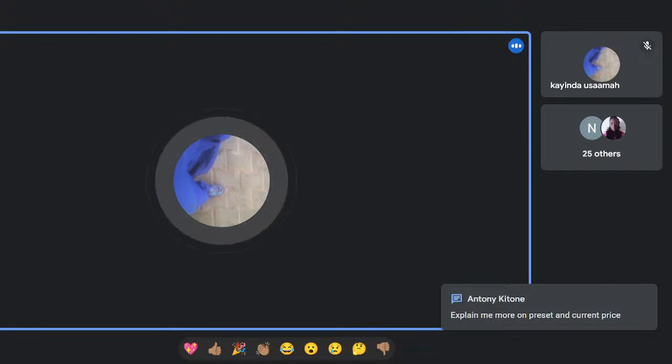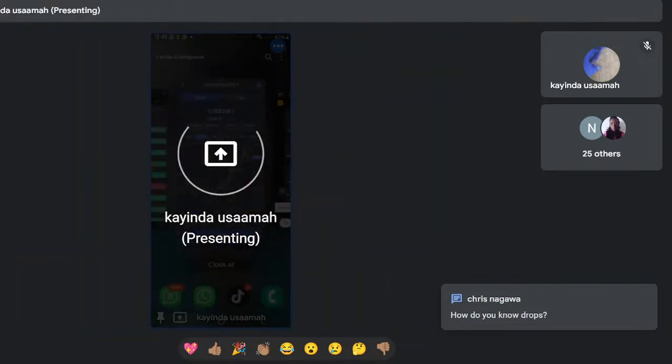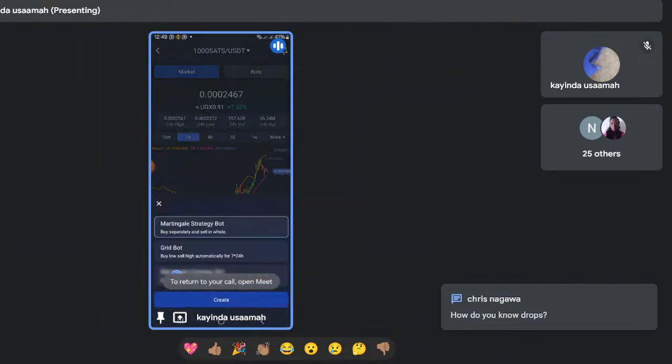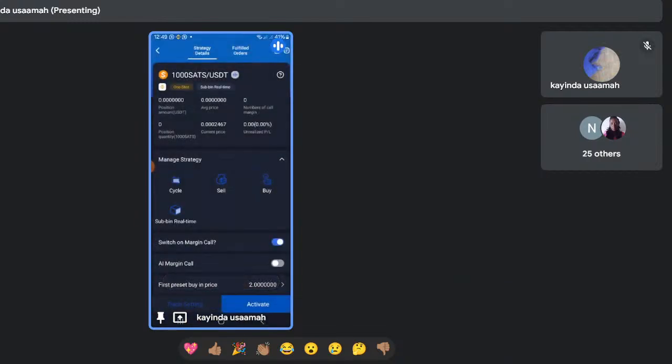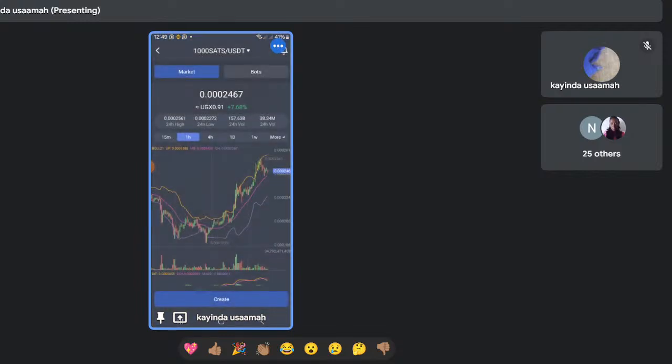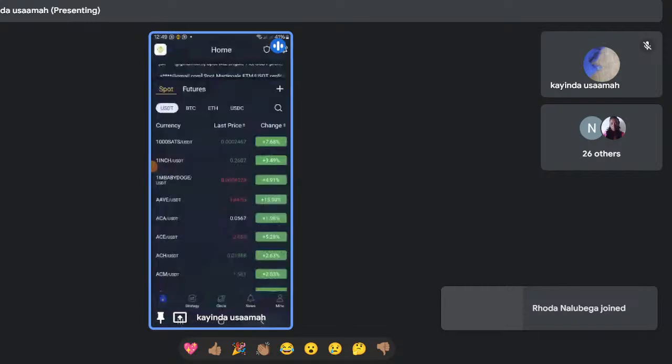The set and current price. Let me share my screen again. When we come back to our token, the current price is the price of the token in the market right now. That's what we mean by current price.